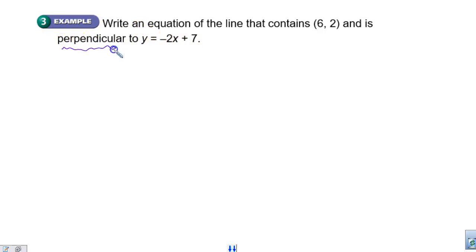So the first thing we have to do is remember what perpendicular slopes look like. In order for slopes to be perpendicular, they are the opposite reciprocal. So currently, in this equation here, my slope is negative 2. If I want to write a perpendicular line, I have to do the opposite reciprocal. So opposite would be, since this is a negative, mine's going to be positive. And then the reciprocal of 2 as a fraction is just 2 over 1, so the reciprocal would be 1 over 2. So my slope is going to be 1/2, and my point is the point (6, 2).